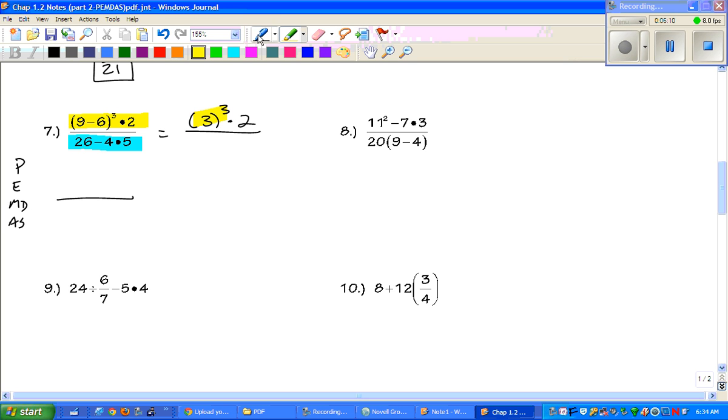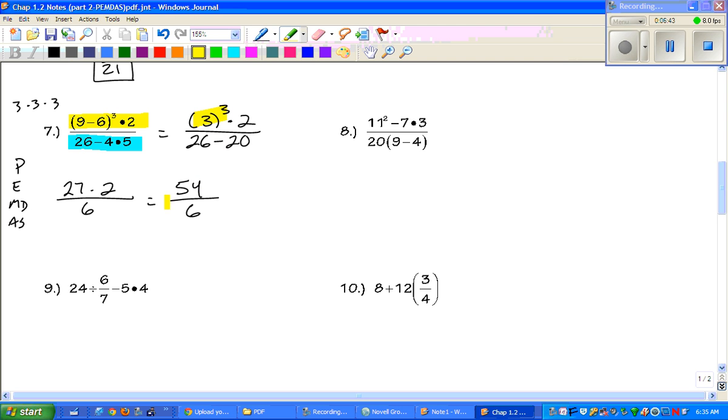Okay, now we have 3 squared, which is 3 times 3 times 3, which gives us 27. And 27 times 2 gives us 54. Now, on the bottom, we do the multiplication first, do the subtraction, and then the 6 carries over.